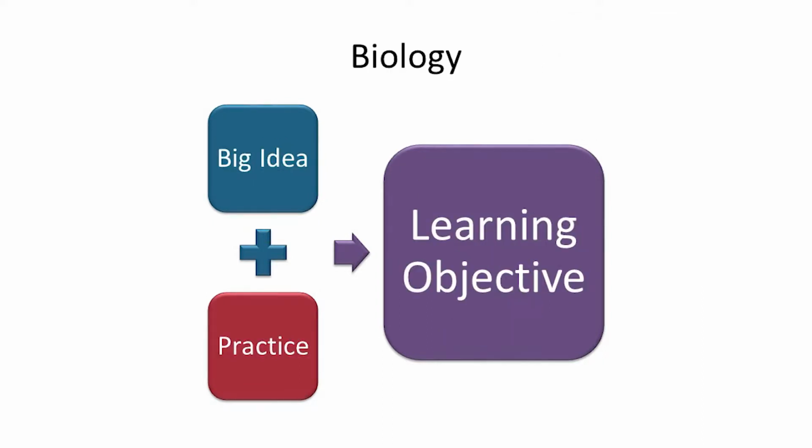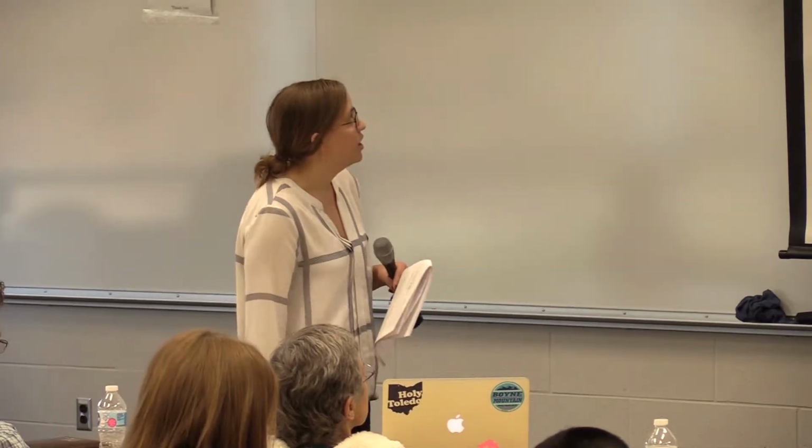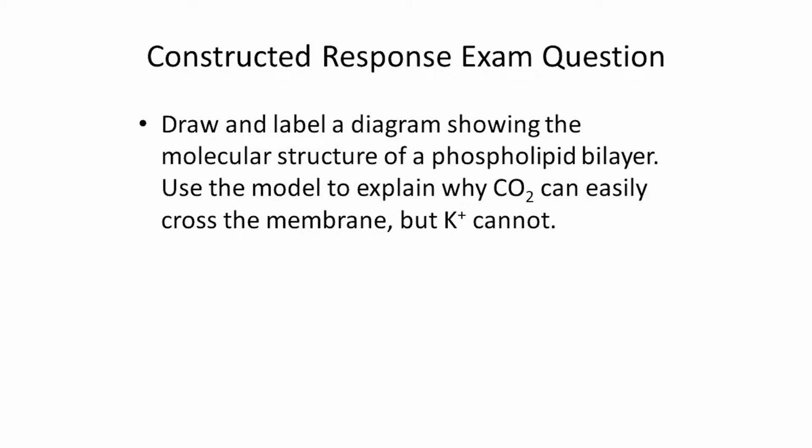An example assessment item that we think does meet all these criteria is here. And this is pretty close to the actual learning objective, right? Even the language is pretty close to it. It kind of depends what level you write your learning objectives at. So this is the item: draw and label a diagram showing the molecular structure of the bilayer, and then use the model to explain why carbon dioxide could go through, but a potassium ion couldn't.